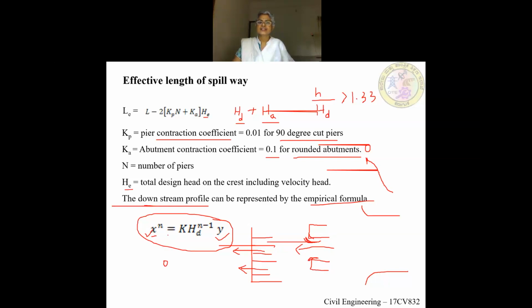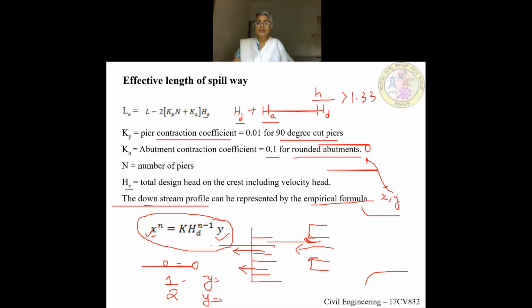Say if x is equal to 0, what is the value of y? Y is also 0. Now substitute x is equal to, say, 1 meter, and you will get some value of y. Similarly, put x is equal to 2, you will get some value of y. So at any point on the profile, you will have the coordinates x and y, which can be determined using this formula.